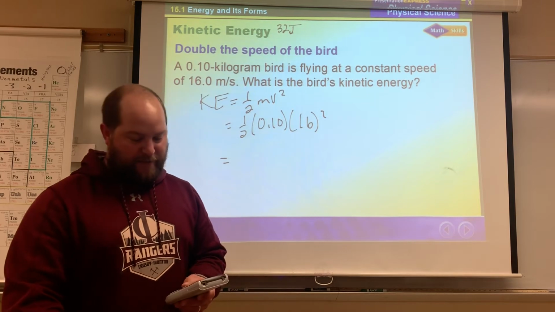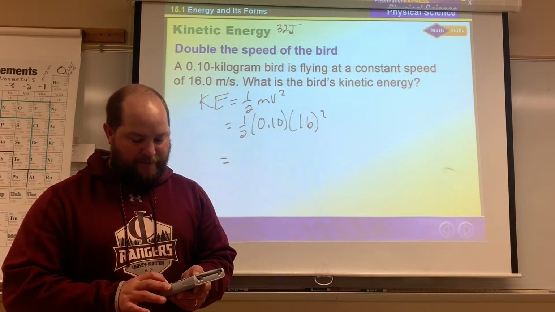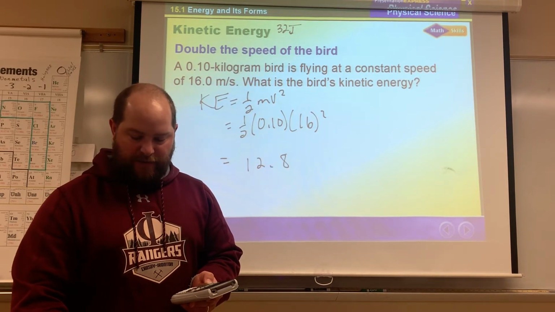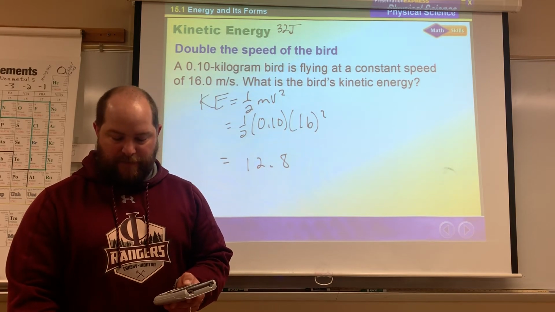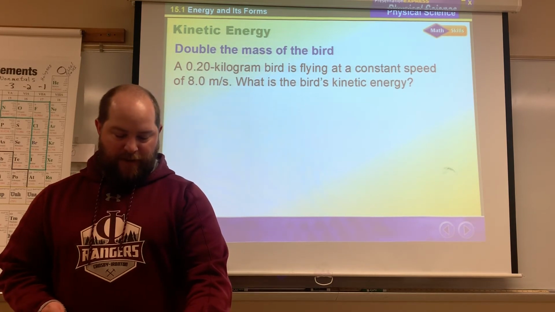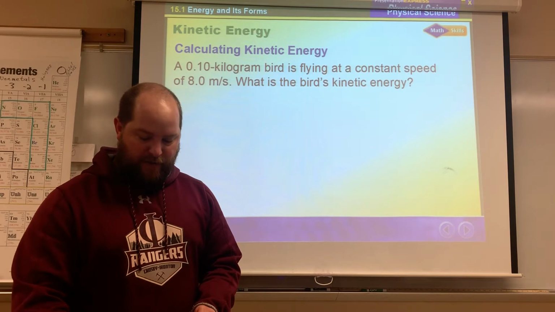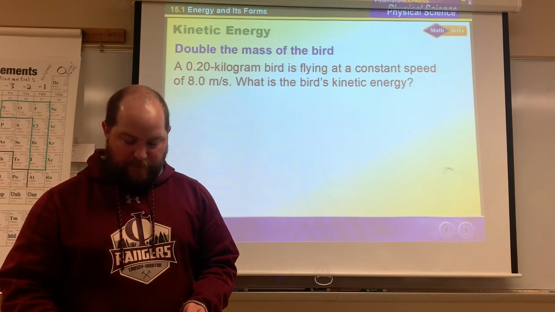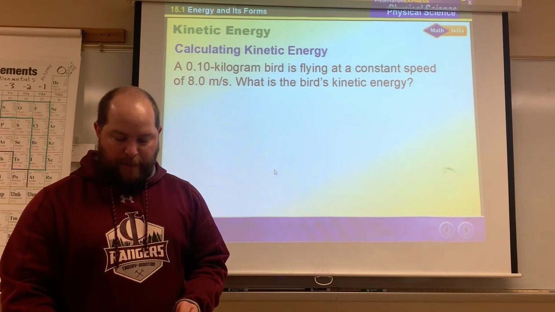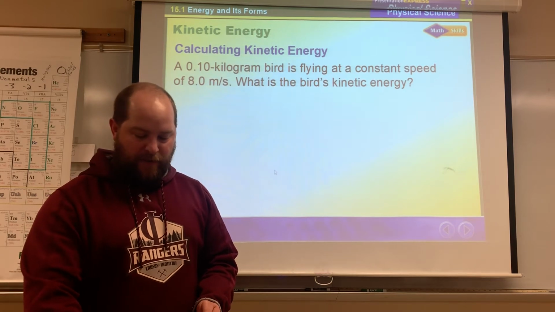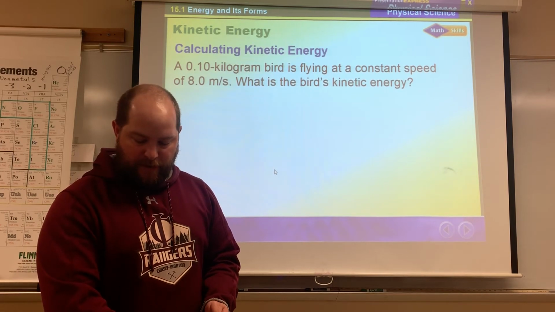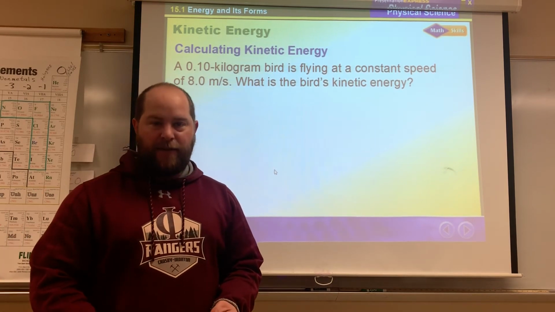Let's see here. So I'm getting 16 squared times 0.1 times 0.5. I'm getting an answer of 12.8. Which is making me question the other problem. So let's go back. So that one's 12.8. Oh, I see what we did. Hold on. Nope. All right. The 32 is probably not right.